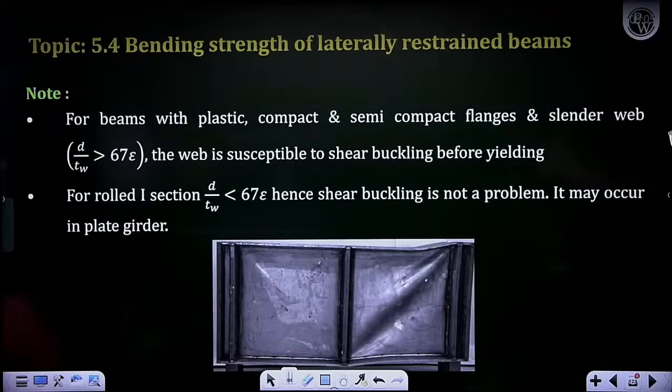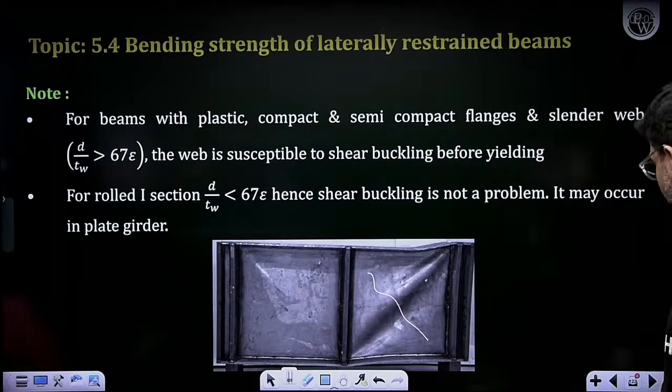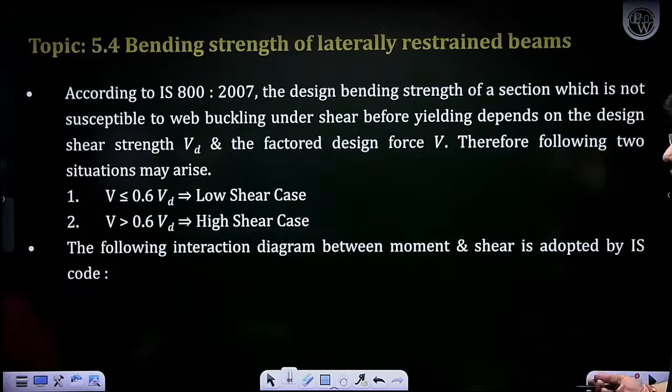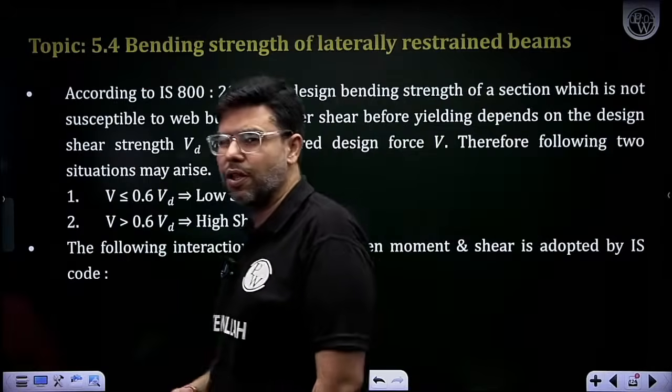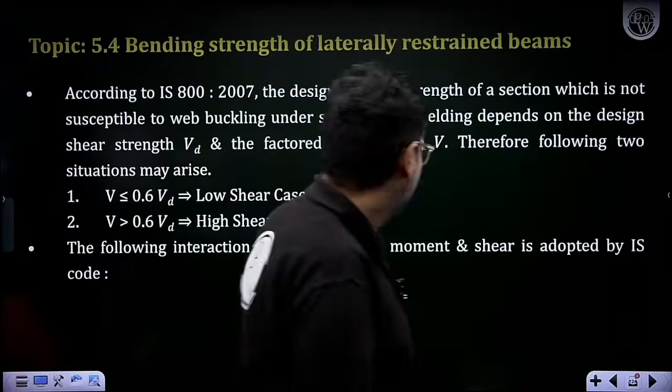If d by tw is greater than 67 epsilon, we can have a shear buckling, that is a buckling in a diagonal direction like this. We only have rolled sections in our case, so d by tw will always be less than 67 epsilon, so don't worry a lot.